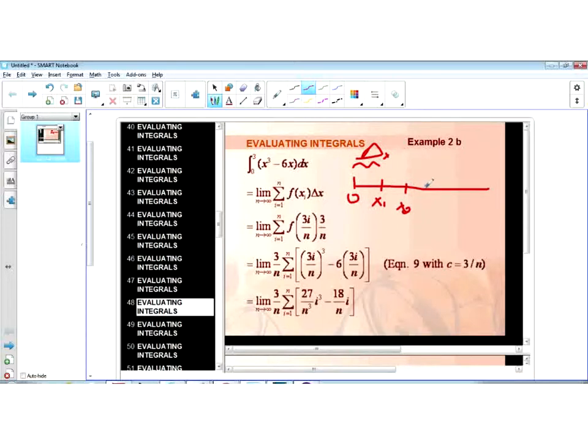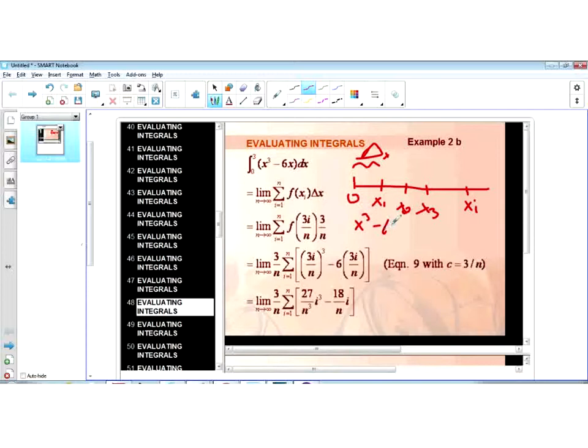Okay, x sub 2 would be 2 delta x. x sub 3 would be 3 delta x. x sub i would be i delta x from 0. And delta x, of course, is just (b minus a) over n, which is 3 over n. So now we take this 3i over n and plug it into our function.